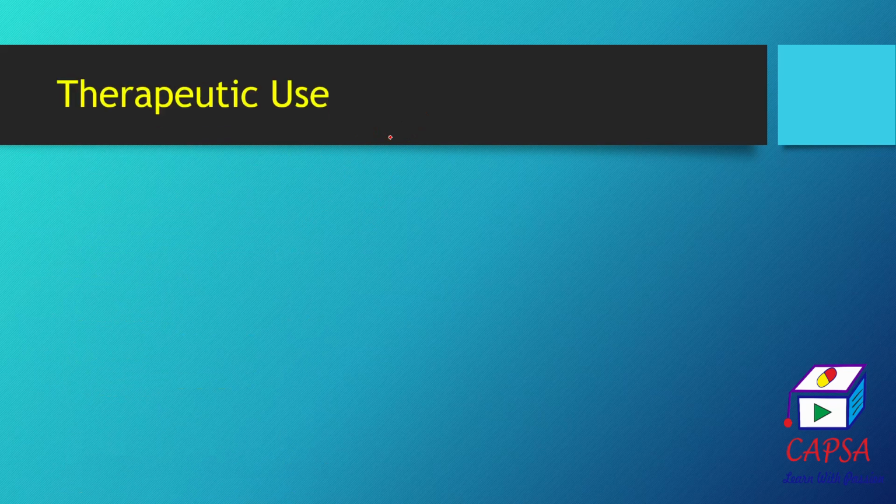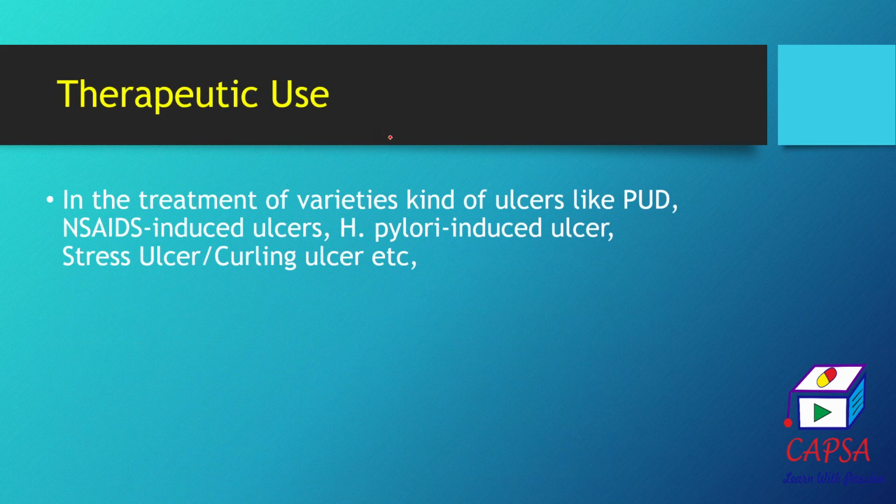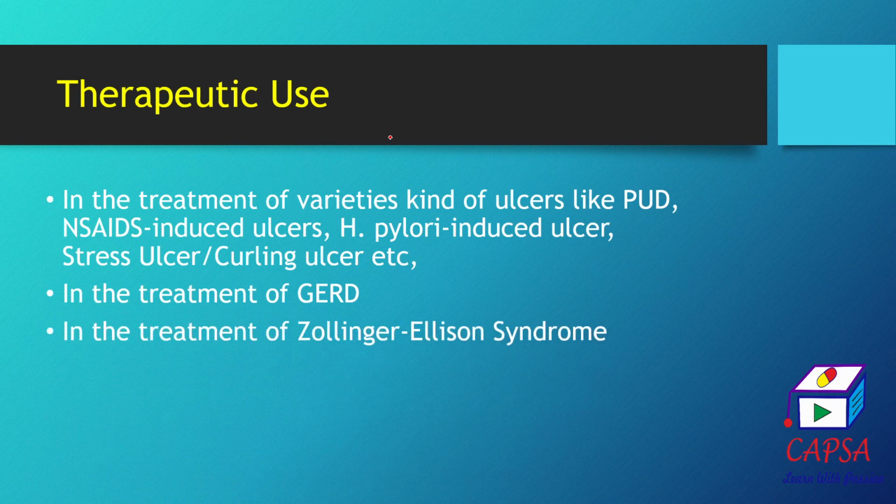Now, what are the therapeutic uses? In the treatment of various kinds of ulcers like PUD or peptic ulcer disease, NSAID-induced ulcer, or the ulcers which are produced by the use of NSAID medicines, and Helicobacter pylori induced ulcers or stress ulcers or Curling ulcers, etc. And also in the treatment of GERD and also in the treatment of Zollinger-Ellison syndrome.